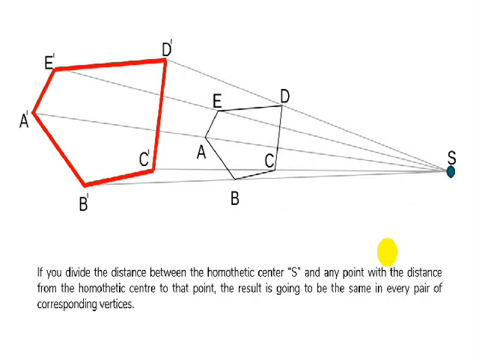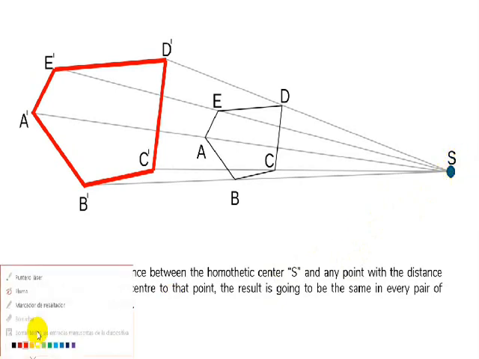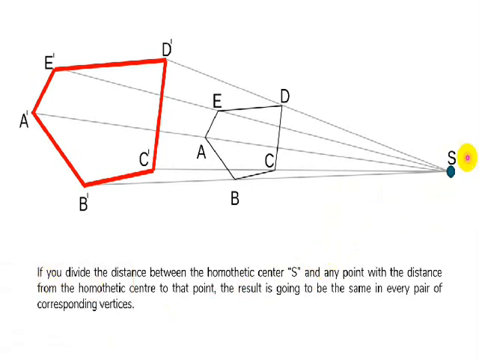So, for example, we have this figure and it starts with a point here called S. I'm going to show you this point now. Okay, this point is called S. So you divide the distance between the homothetic center and any point by the distance from the homothetic center to that point, the result is going to be the same in every pair of corresponding vertices.